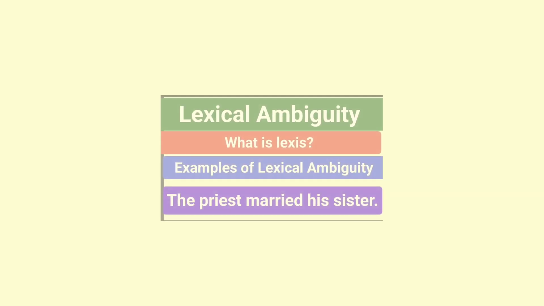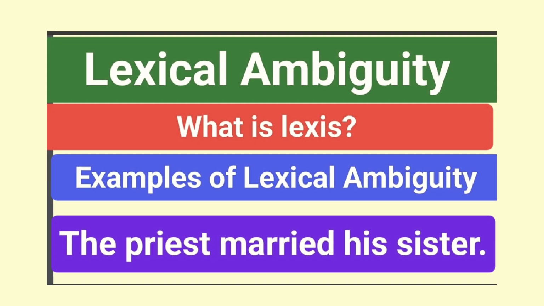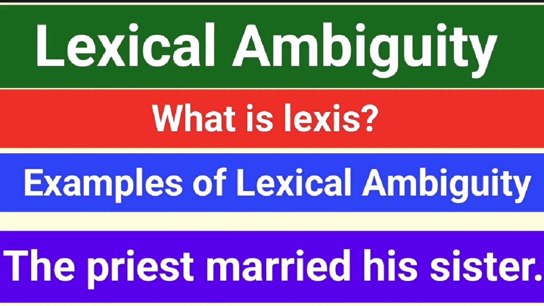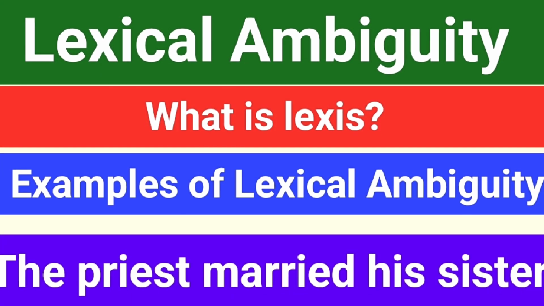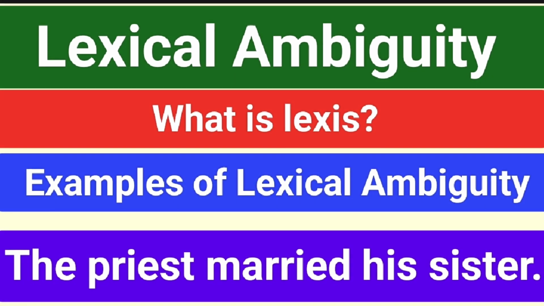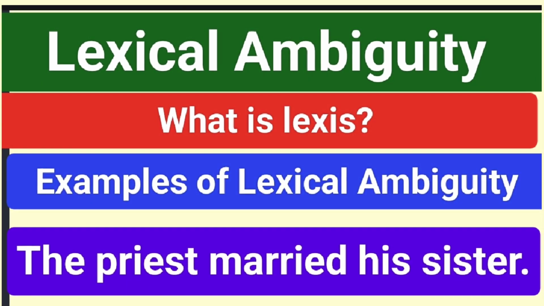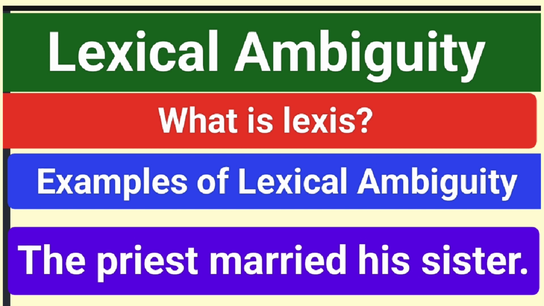Hello friends, let's continue to talk about ambiguity again. In the last video, we have seen a few examples of phonological ambiguity. We have seen that phonological ambiguity is specific to the spoken language, and now let's start talking about ambiguity that is common to spoken as well as written language.